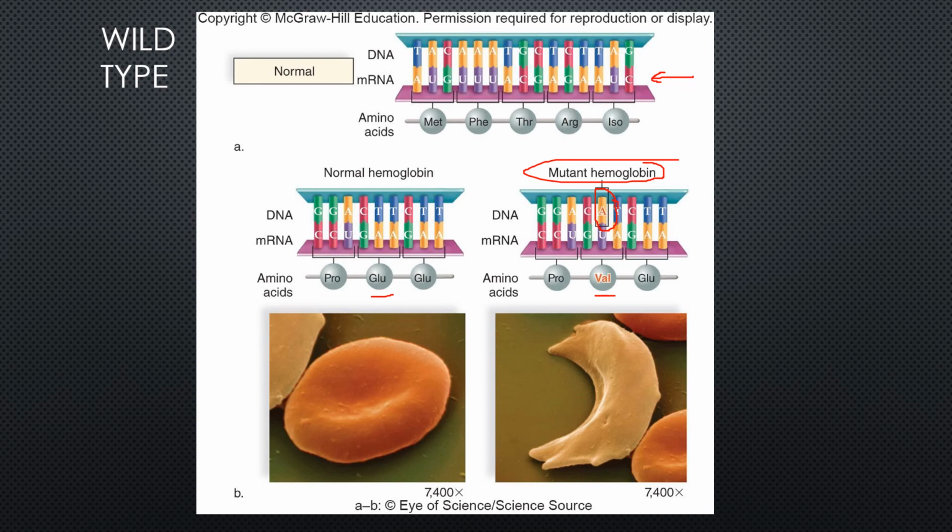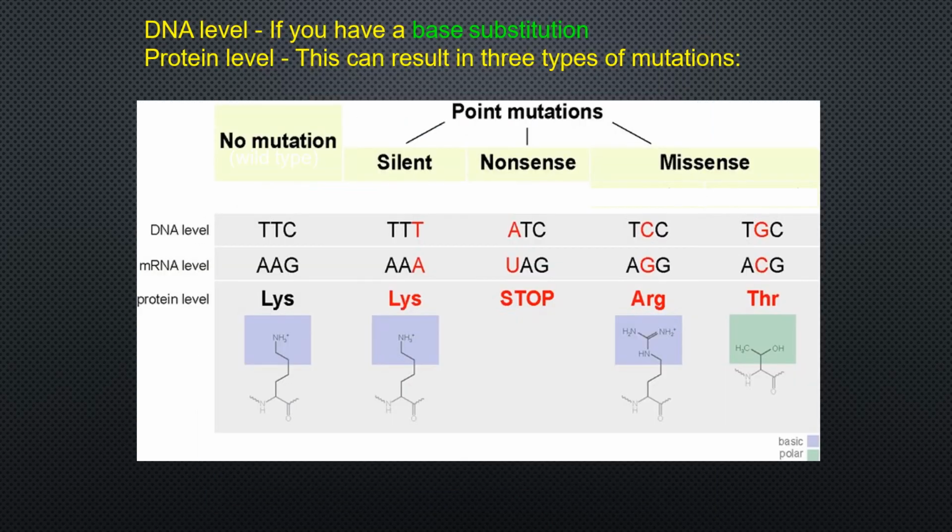And this is actually a micrograph of what your red blood cell looks like. It's not nearly as functional. So the interesting thing is that if we have a base substitution at the DNA level, at the protein level that can result in 3 different types of mutation.